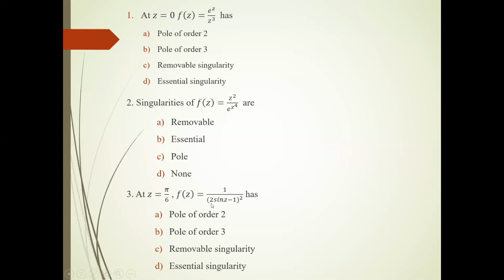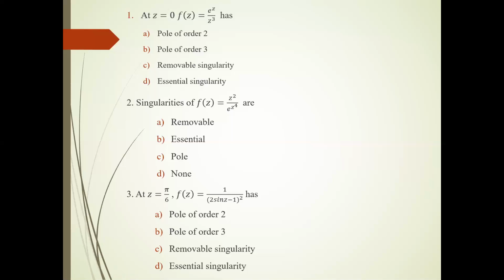First multiply this f(z) by (z minus pi by 6) whole square, because option A is pole of order 2, and find that limit. What do we get? Limit z tends to pi by 6 of (z minus pi by 6) whole square into 1 upon (2 sin z minus 1) whole square. If we apply the limit, we get the 0 by 0 form, an indeterminate form.